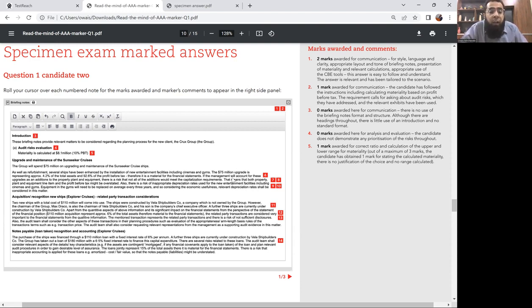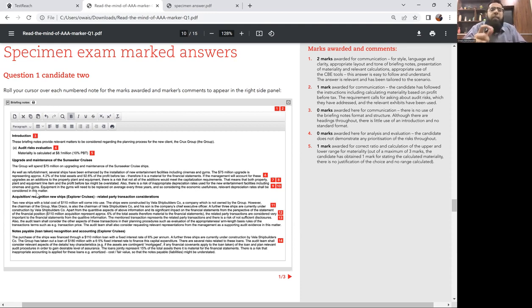If the management will account for these upgrades as in addition to property, plant, and equipment, there is risk that not all of the additions would meet the capitalization requirement. That means that both property, plant, and equipment line item and profit before tax might be overstated. Also, there is a risk of inappropriate depreciation rate used for new equipment facility, including cinemas and gyms. Equipment in gym will need to be replaced on average every 3 years, and so considering the economic useful life, relevant depreciation rates shall be considered in this matter.